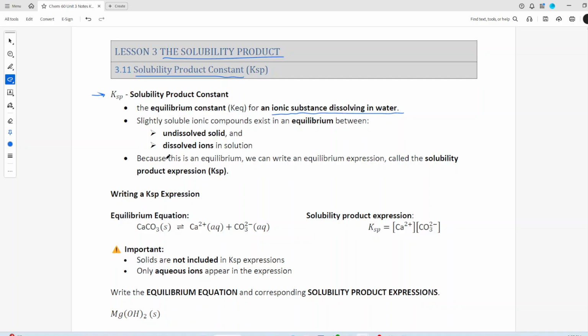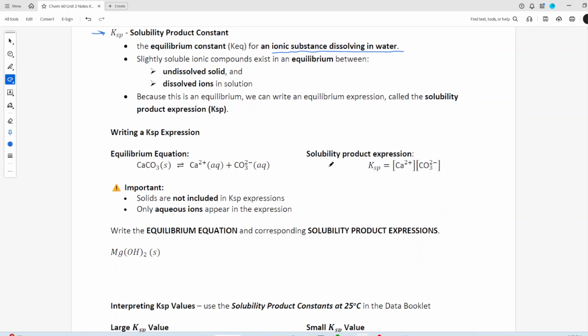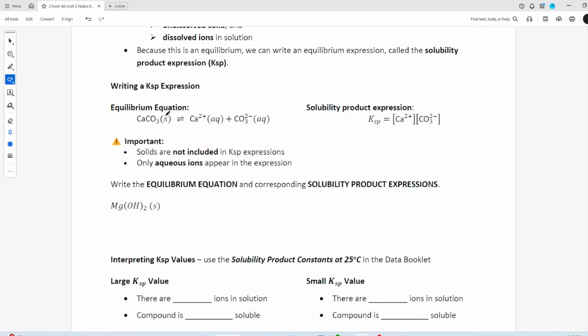All right, because there's an equilibrium between undissolved solids and dissolved ions, we can write an equilibrium expression called the solubility product expression. How do we do that? When you're writing KSP, the first thing you start with is the dissociation equation. So this is calcium carbonate forming calcium and carbonate ions. And the KSP would be equal to the concentration of the products over the concentration of the reactants.